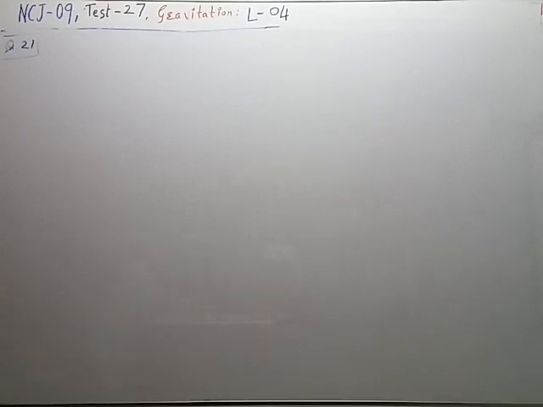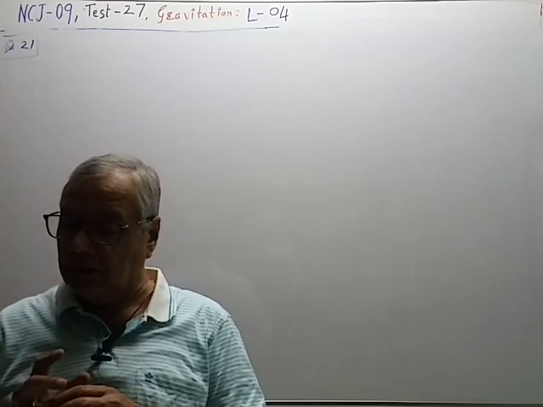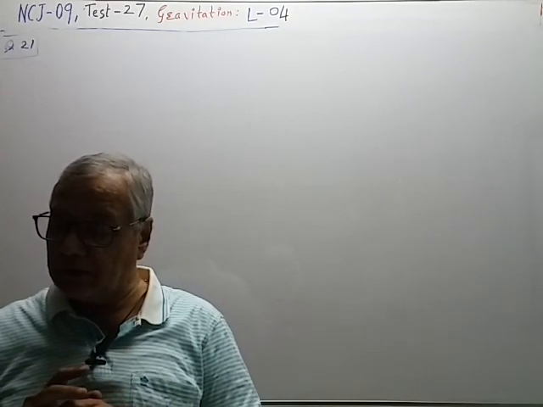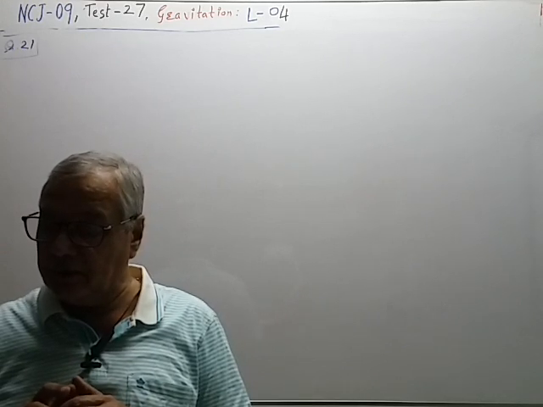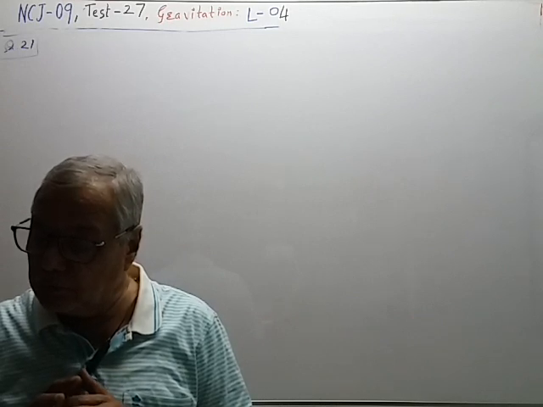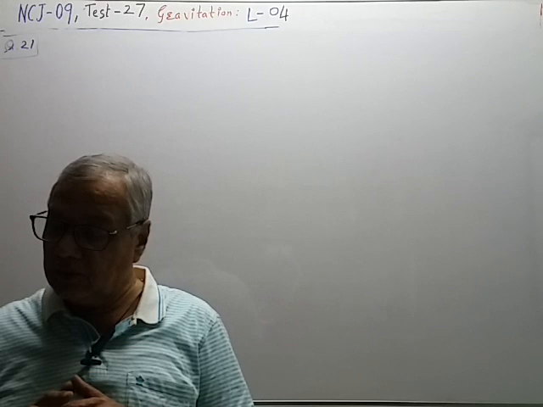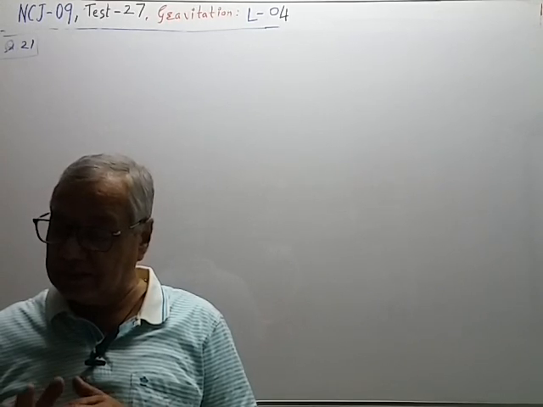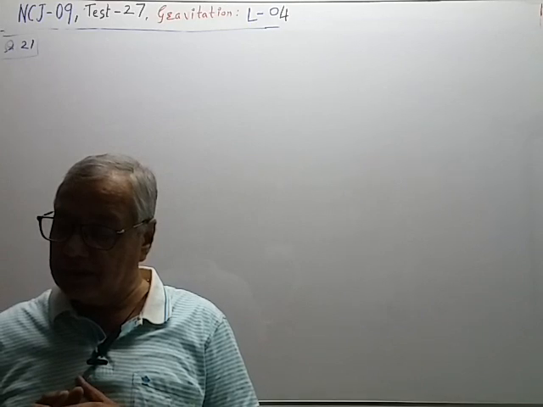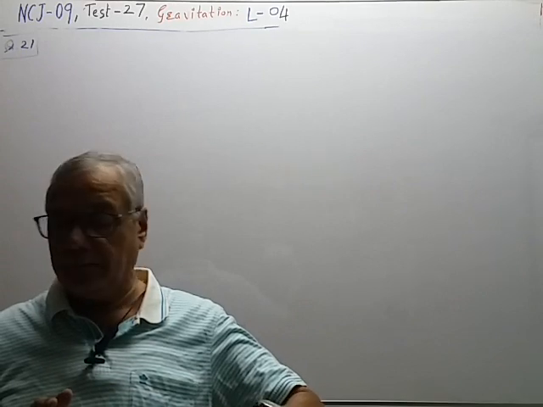Next, 21. If suddenly the gravitational force of attraction between the Earth and the satellite revolving around it becomes 0, then the satellite will: A. Continue to move in its orbit with the same velocity; B. Move tangentially to the original orbit with the same velocity. This is the correct answer. C. Become stationary in its orbit, not possible; D. Move toward the Earth, not possible.